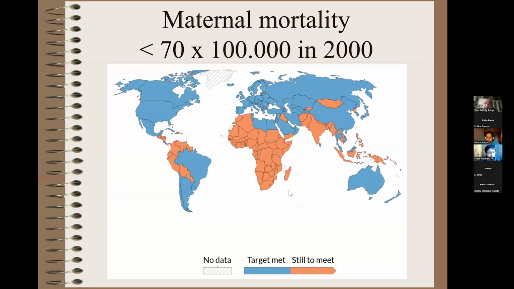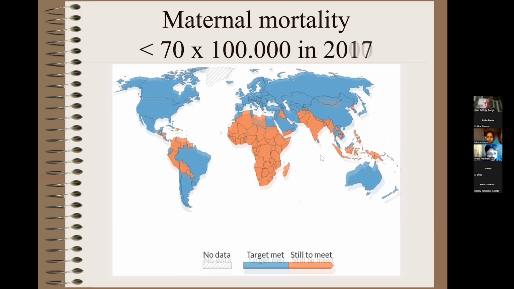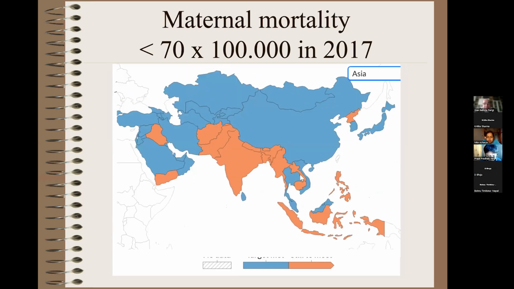In another way, this is how the situation was in 2000. In blue, the target met. In red, the target still to meet. And if I change it to 2017, it is almost exactly the same. Nothing actually changed. If we focus our attention on Asia, again you see that the countries represented by you are still on the way to reach this target.